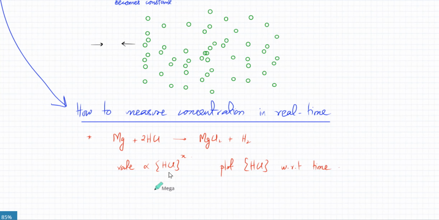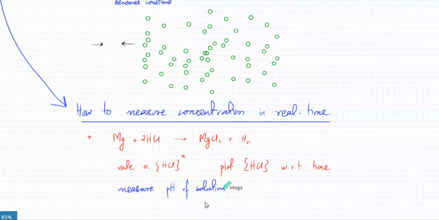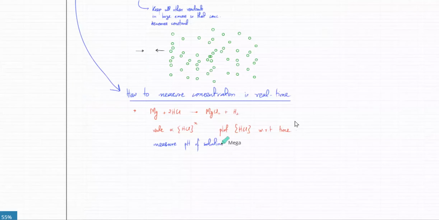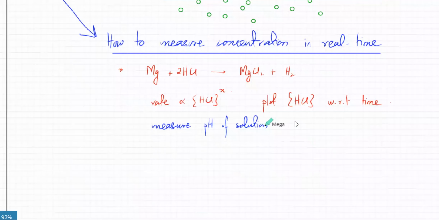So how would you measure HCl? Remember, you have to do this in real time. As soon as you put Mg in, HCl is getting used up. So what you could do is measure the pH of the solution. A pH meter would give you real-time values. At 1 second, it will give you the H+ concentration. At 2 seconds, at 3 seconds, at 4 seconds, and you'll be able to plot this kind of graph, HCl concentration on one axis, time on the other axis. Similarly, if it involves a base, you can do the same thing. You can measure the concentration.